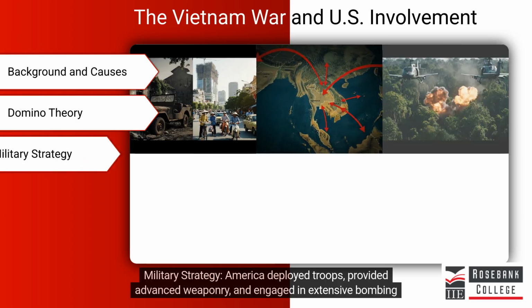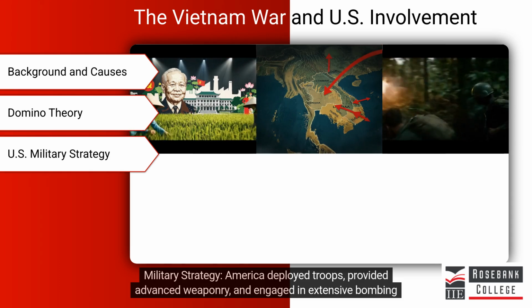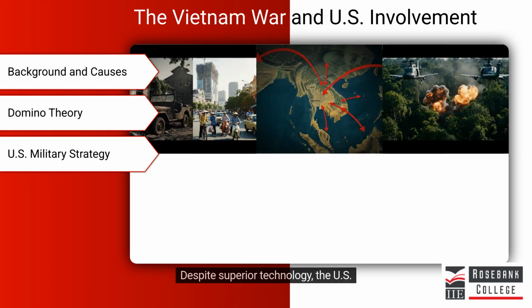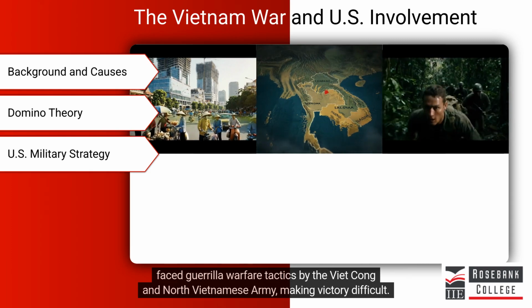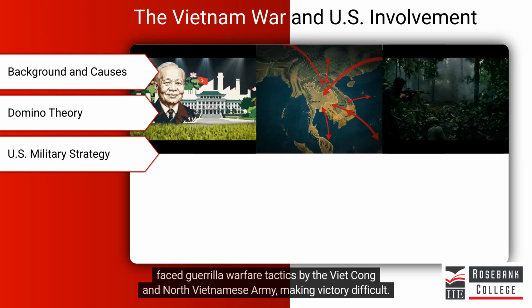U.S. military strategy. America deployed troops, provided advanced weaponry, and engaged in extensive bombing campaigns. Despite superior technology, the U.S. faced guerrilla warfare tactics by the Viet Cong and North Vietnamese Army, making victory difficult.